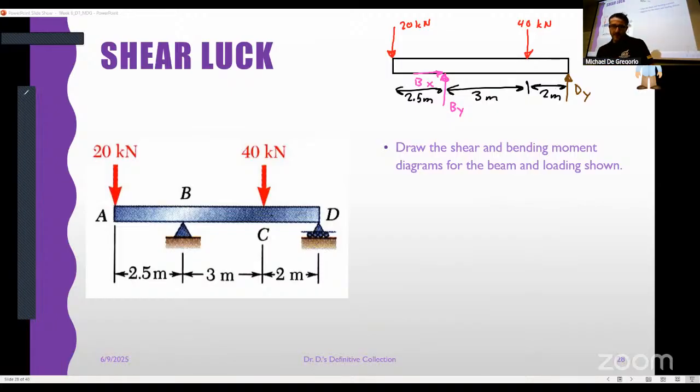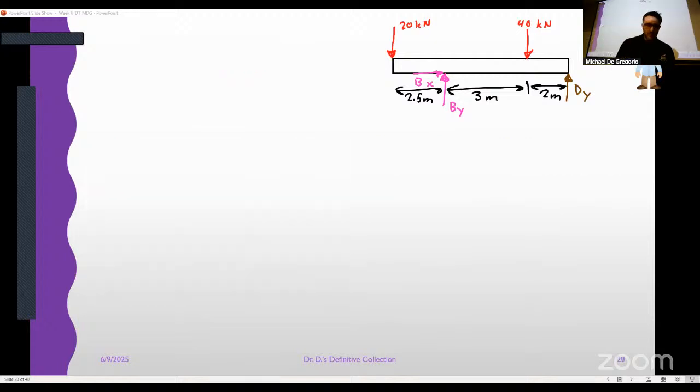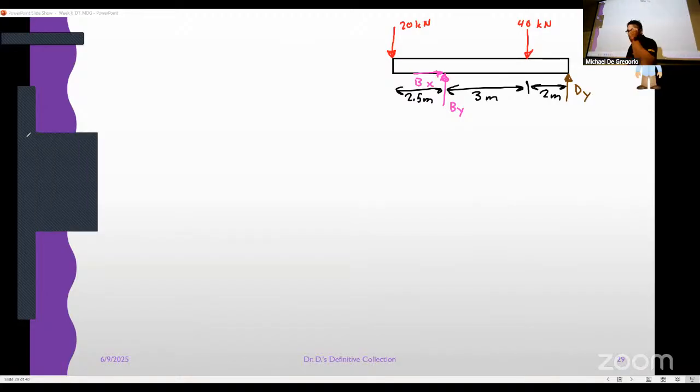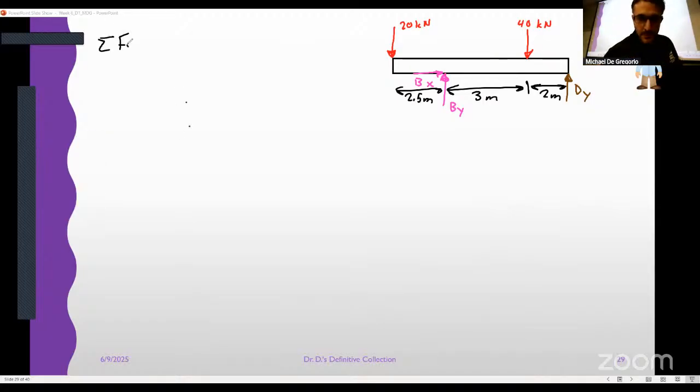Now that I have my FBD, I will move the slide, but we have it still. Okay, well, we'll start how we always start. We'll do our static analysis. Bx is 0, right?